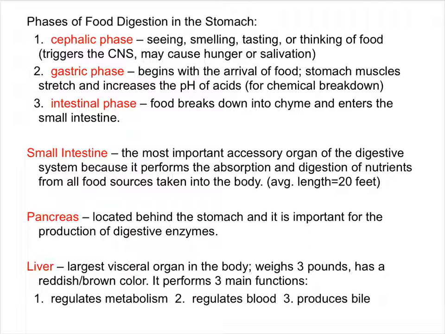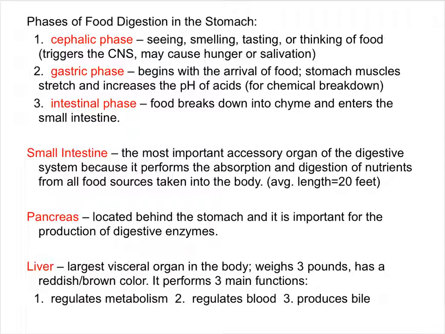The small intestine is the most important accessory organ of the digestive system because it performs the absorption and the final digestion of the nutrients from all food sources taken into the body. The small intestine's average length is about 20 feet. Next, we have the pancreas. It's located behind the stomach, and it's important for the production of digestive enzymes.